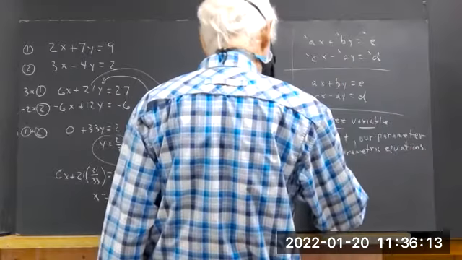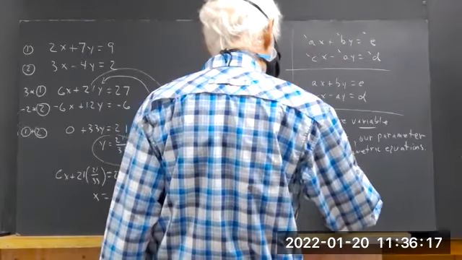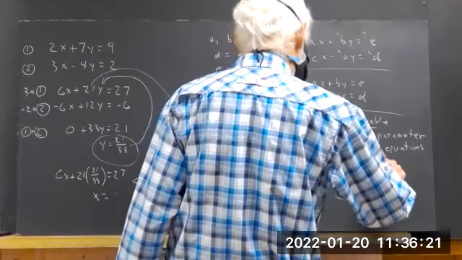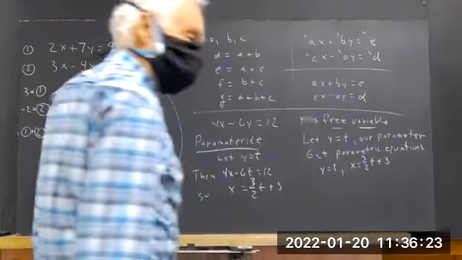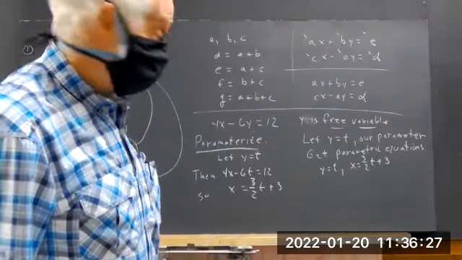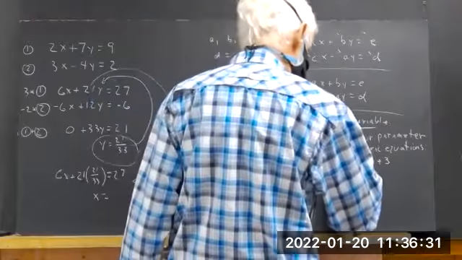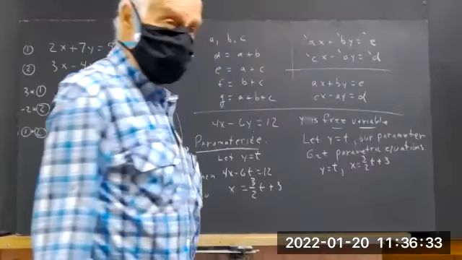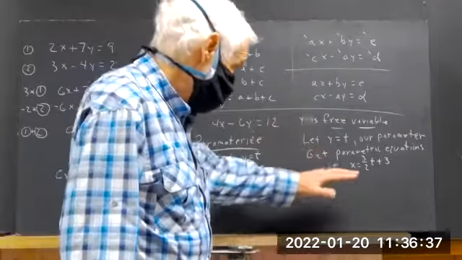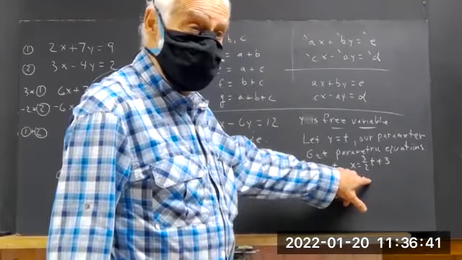And we get parametric equations: y equals t, x equals 3 halves t plus 3. Now, why would you do this? There are a lot of reasons. If we had more time, and if we'd been able to meet Tuesday, I'd be able to talk about them a little more. I'd like to, but we've got to move on.